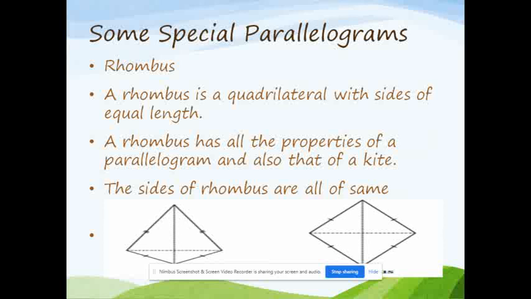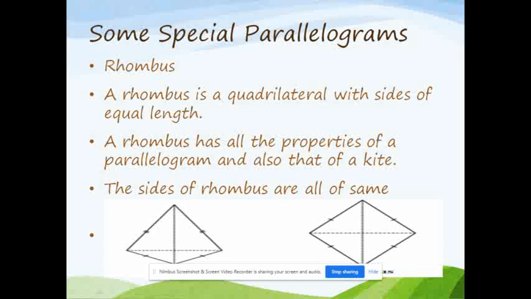Some special parallelograms. Rhombus. A rhombus is a quadrilateral with sides of equal length. A rhombus has all the properties of a parallelogram and also that of the kite. The sides of a rhombus are all the same. So one thing is very clear in this rhombus. See, a rhombus is a quadrilateral because it is a four-line-segment closed figure, and it is also a parallelogram because both pairs of opposite sides are equal and parallel.